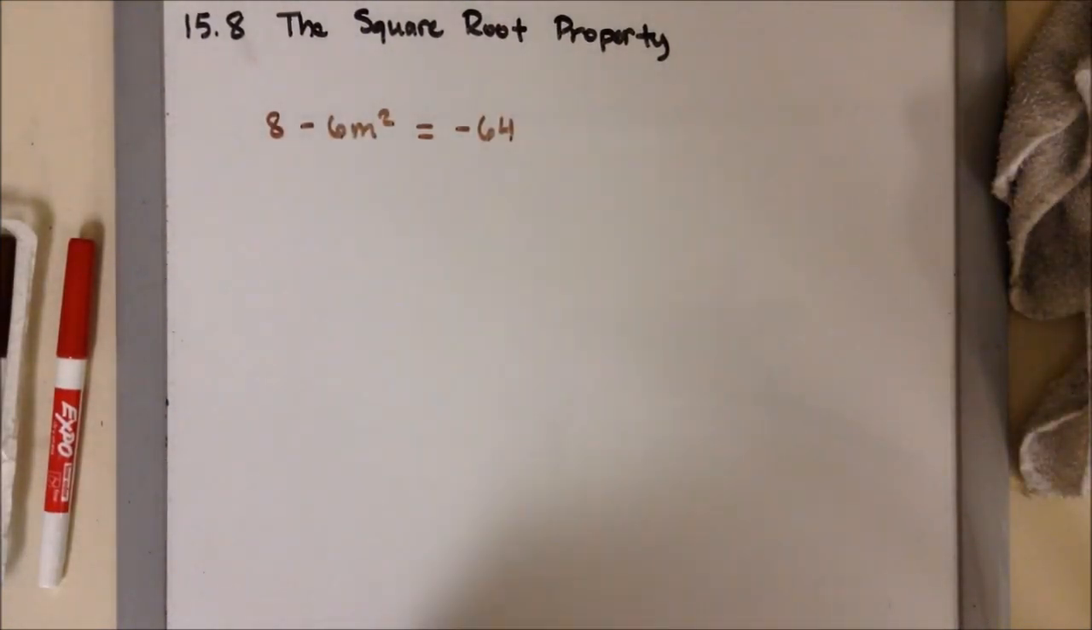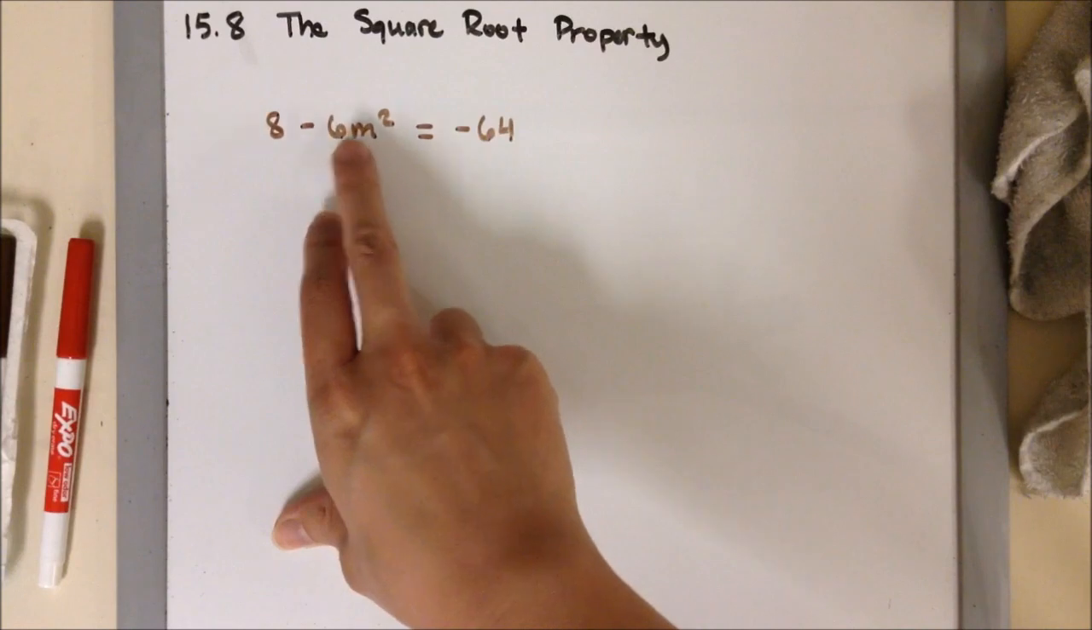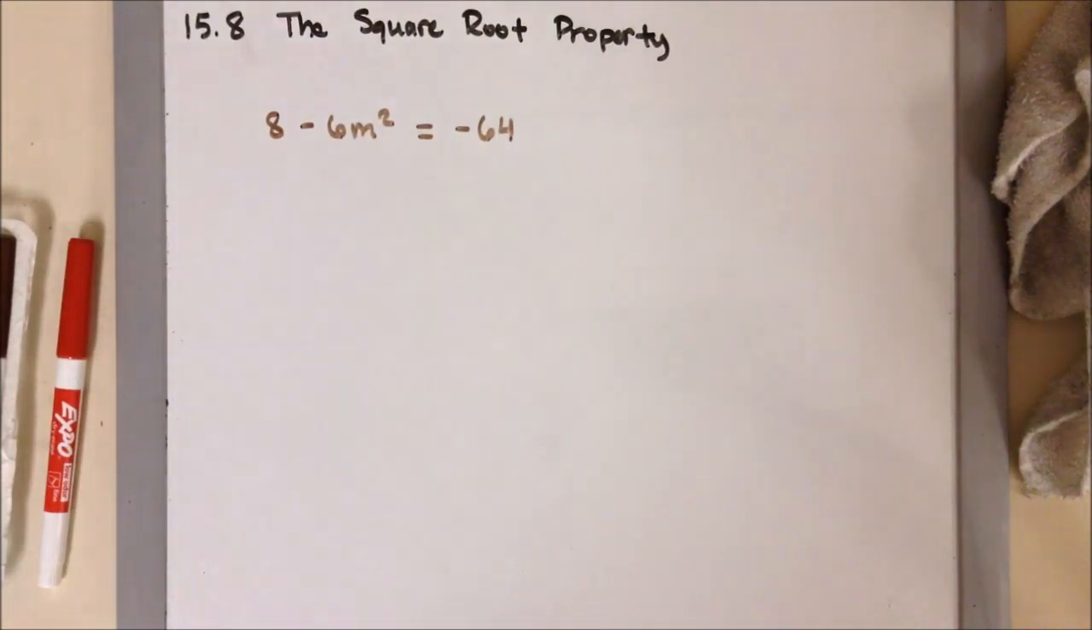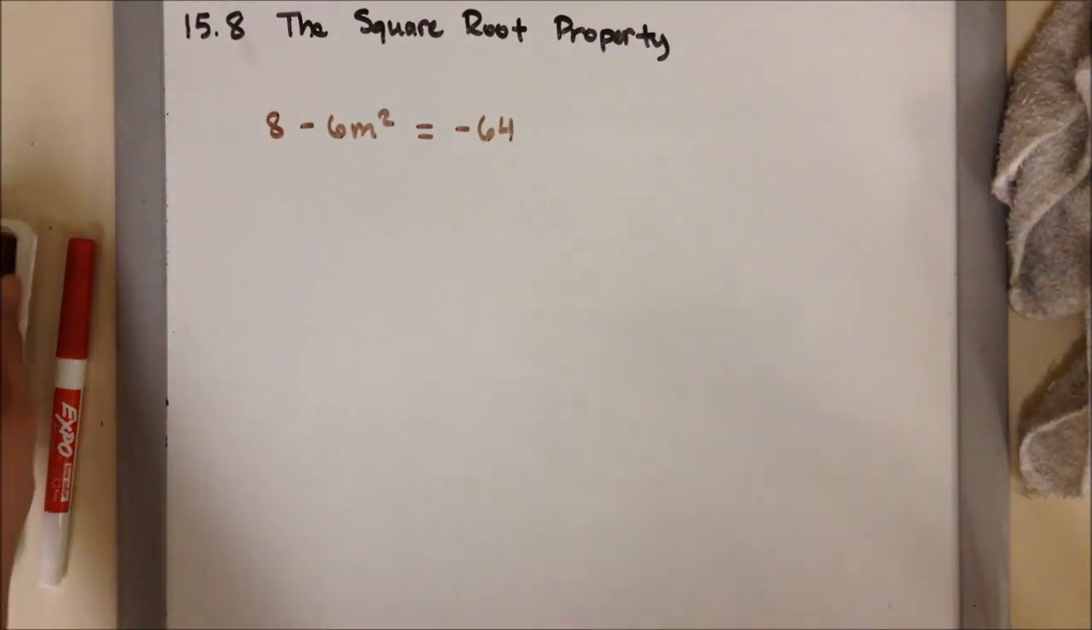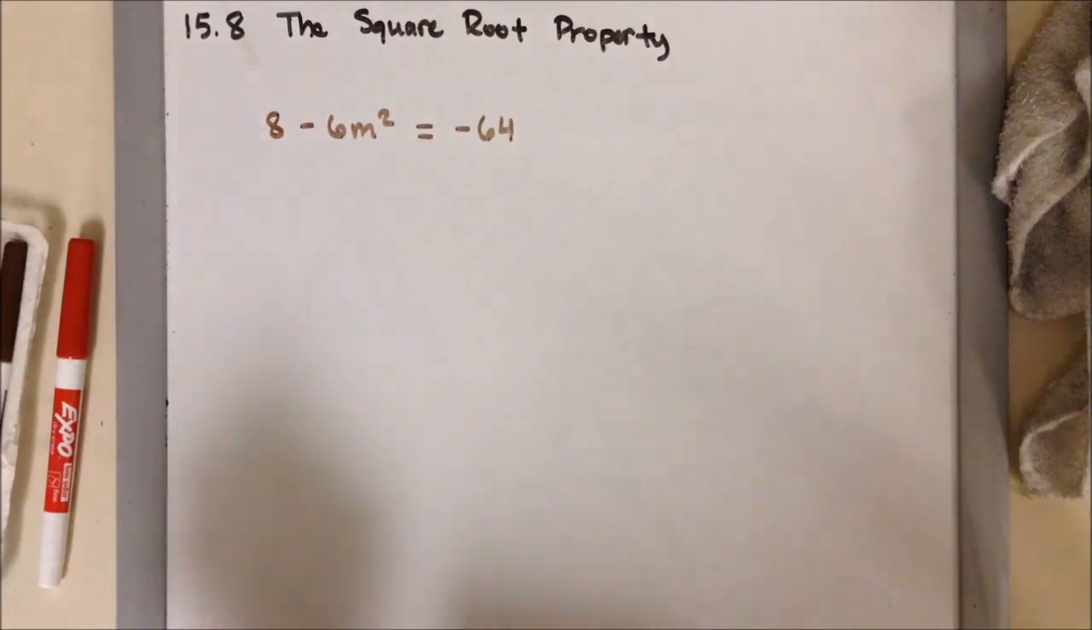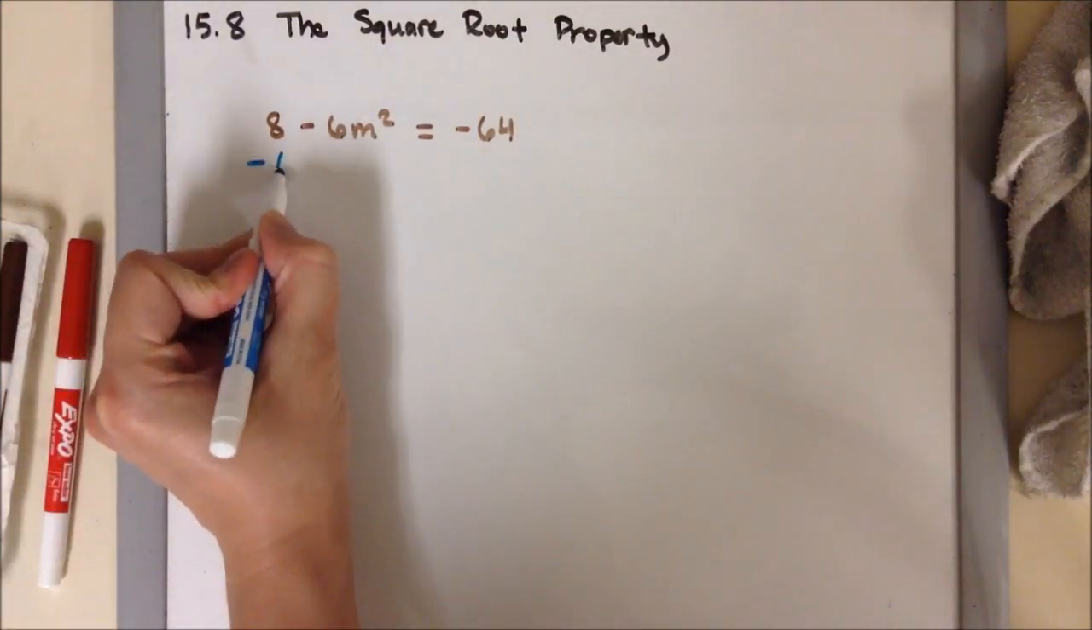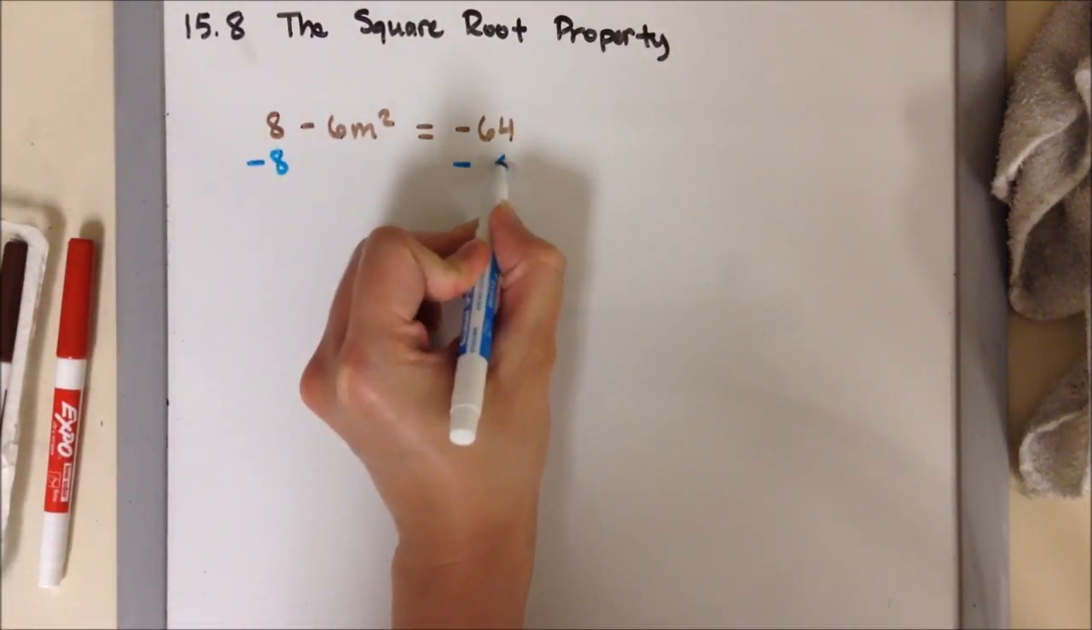Here we have another example. 8 minus 6m squared equals negative 64. Just like any linear equation, you want to solve and get the variable by itself. So the first step, I'm going to cancel out this 8. So I'm going to subtract 8 on the left side, therefore subtract 8 on the right side.